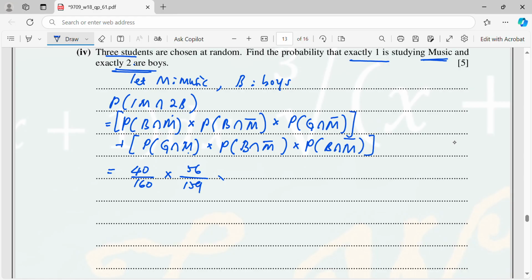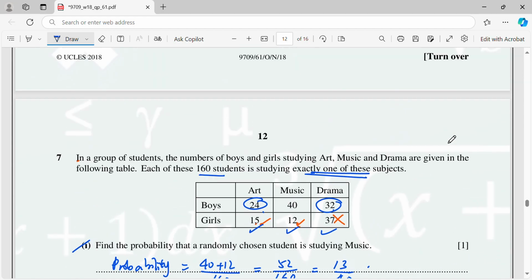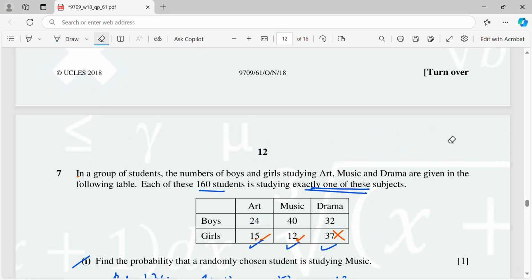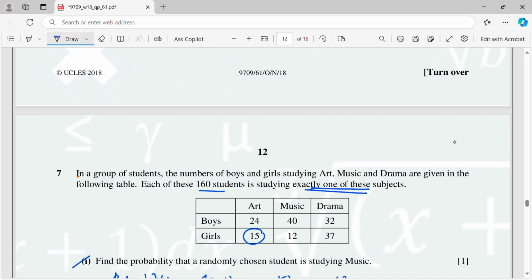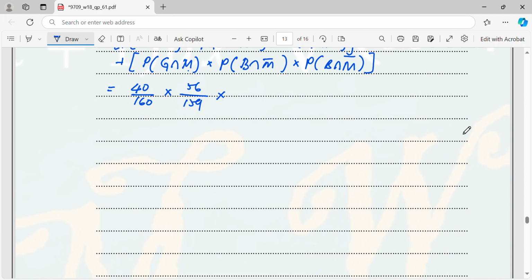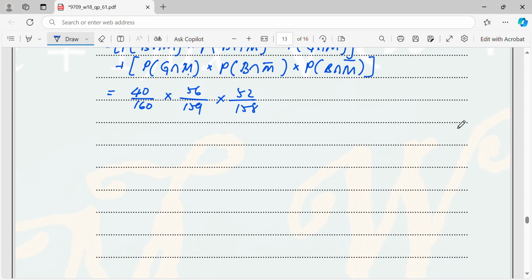Alright, and then followed by girl and not music. So refer to the table. Girl and not music now becomes these 2, either arts or drama. Therefore, when I add these 2 together, 37 plus 15, that is going to be 52. So here I write 52 over 158 because it is getting lesser.